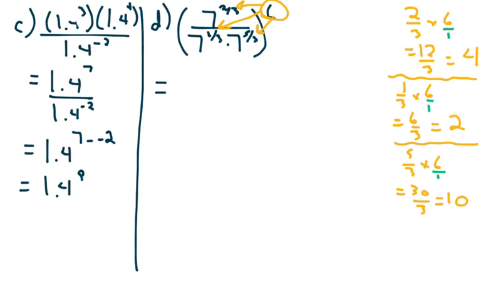So 7 to the 2/3, power of 6, becomes 7 to the 4th. 7 to the 1/3 on the bottom, that power of 6 becomes 7 squared. And 7 to the 5/3 on the bottom with the power of 6 becomes 7 to the 10th.